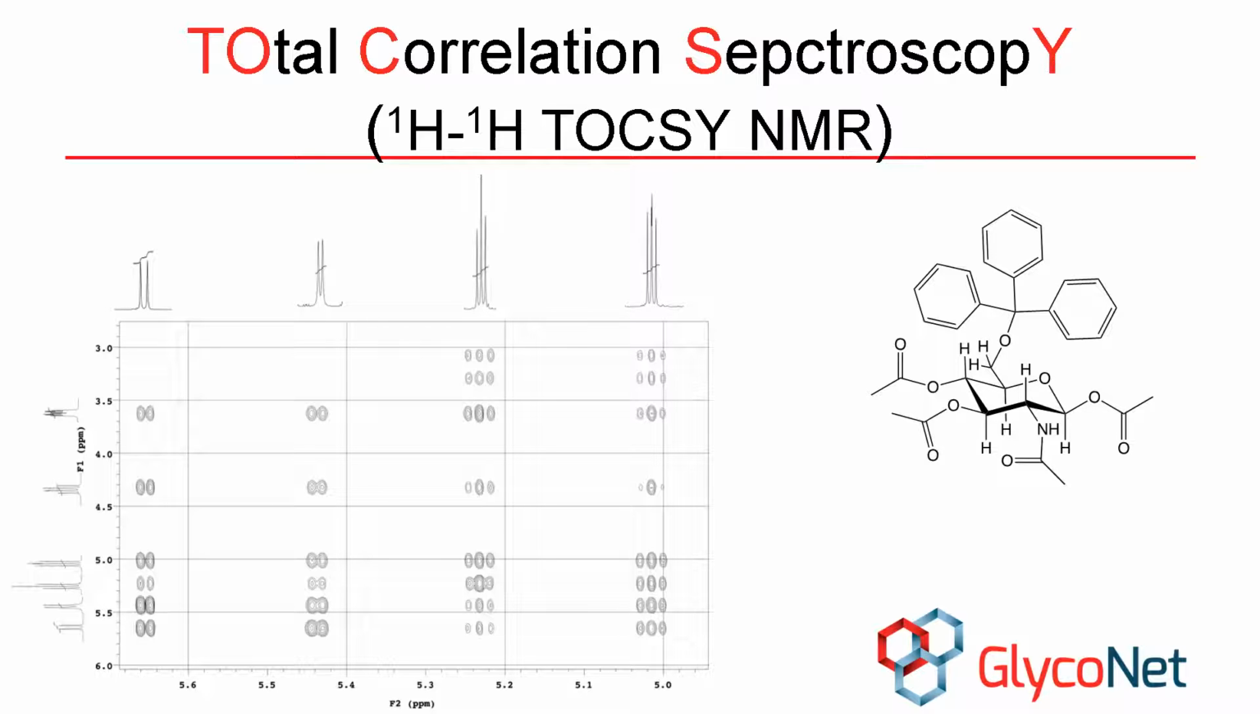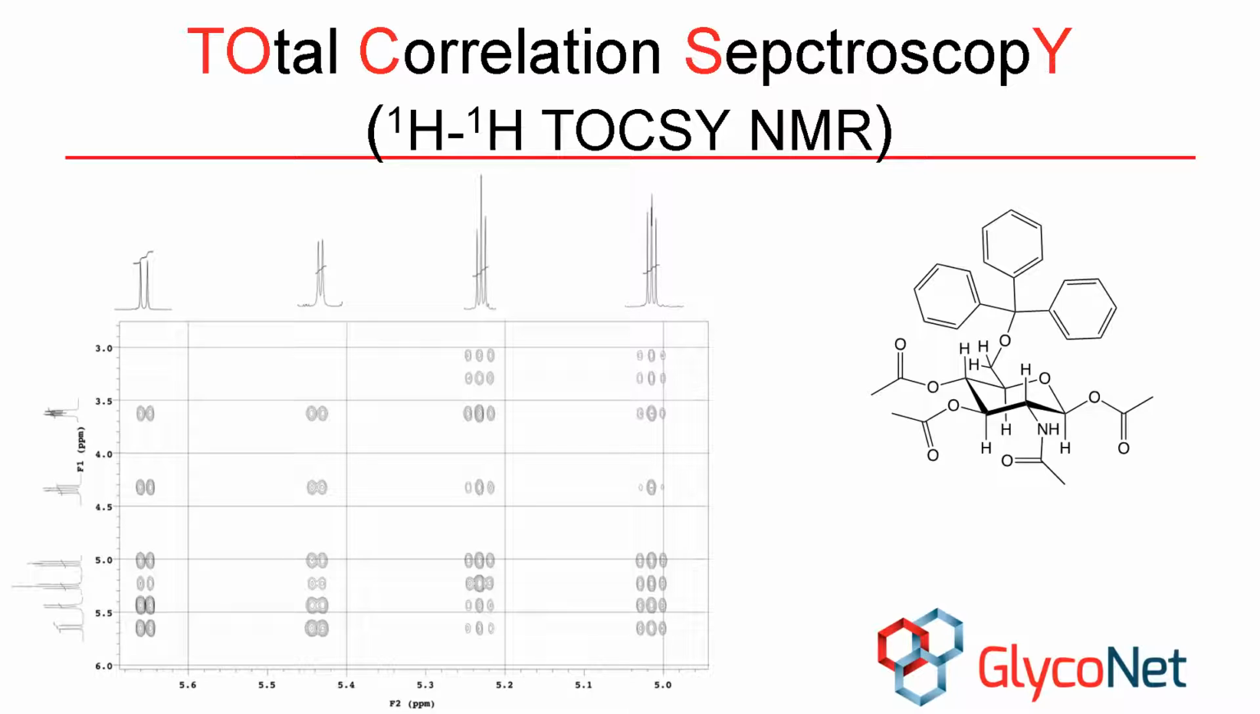The TOCSY experiment is extremely sensitive to something called the mixing time. This is the amount of time the experiment allows for magnetization transfer, allowing you to see the through bond couplings. If you are not seeing all the proton signals within a particular spin system, your mixing time may be too short, and you should talk to your NMR specialist about extending this particular parameter in the experiment.